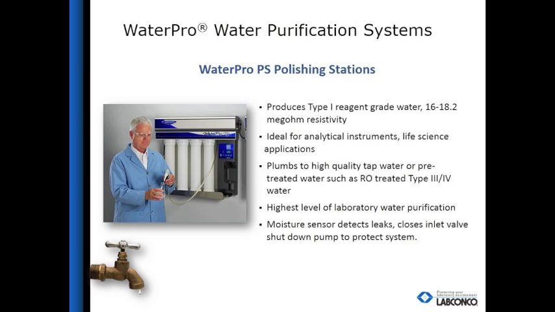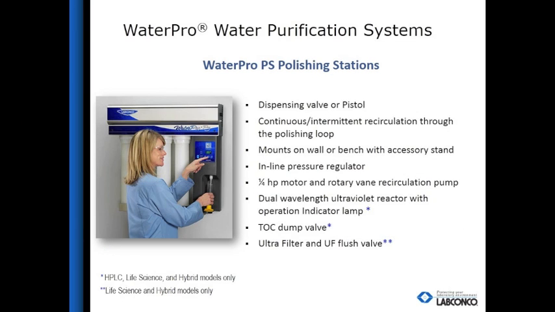A 0.2 micron filter can be added to the dispensing gun or spigot as the final filtration step for the removal of bacteria. The PS system can be purchased with either a dispensing valve or a dispensing gun that is attached with a flexible 3-foot recirculation tube. Systems with the dispensing gun include a secondary dispensing valve located between the 3rd and 4th filter cartridges, which also delivers the Type 1 water.